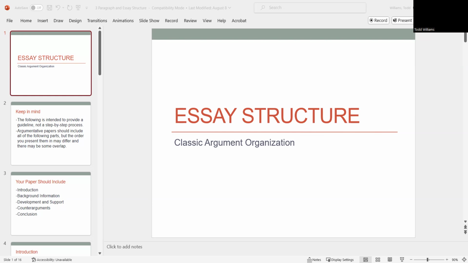Hi, class. Today I want to talk about what we call classic argument organization. This is a way to structure your argumentative essays. Most of the essays you're going to be writing in college and all of the essays you're going to be writing in my composition class will be argumentative essays. So this is good to know for your entire college careers.